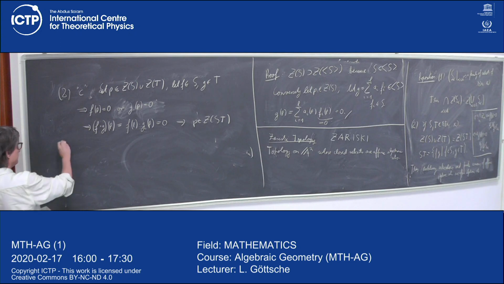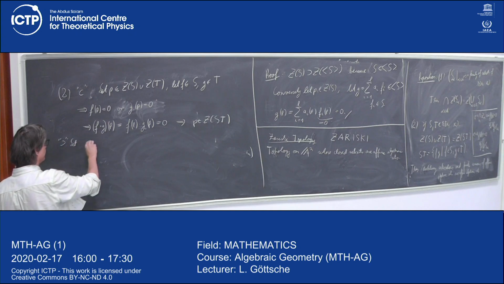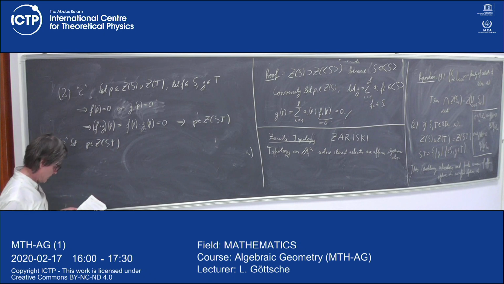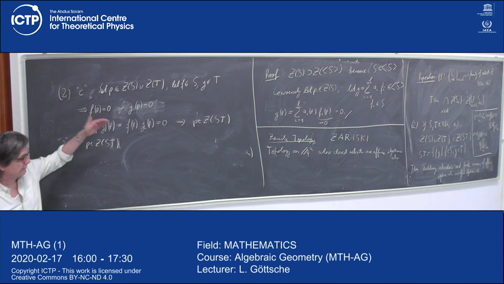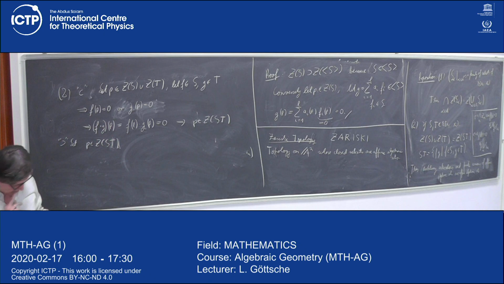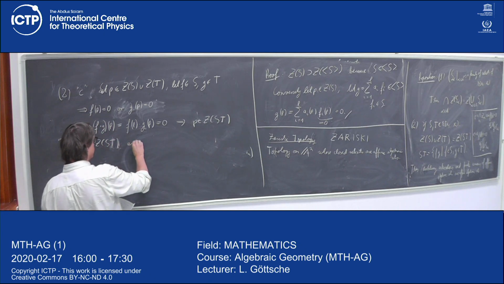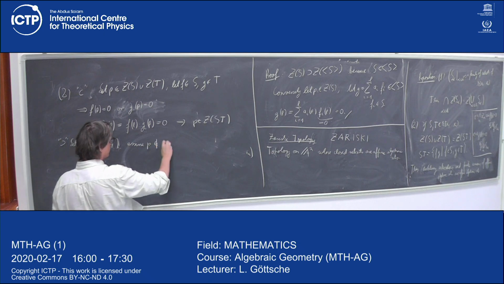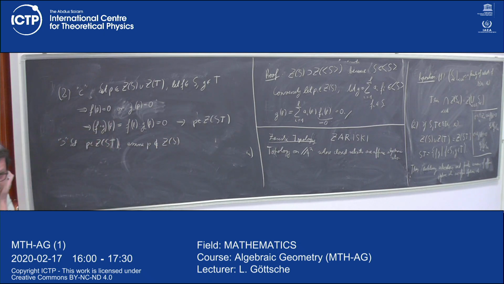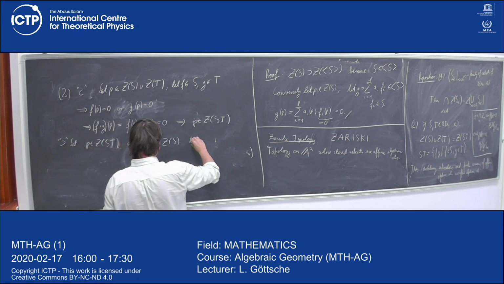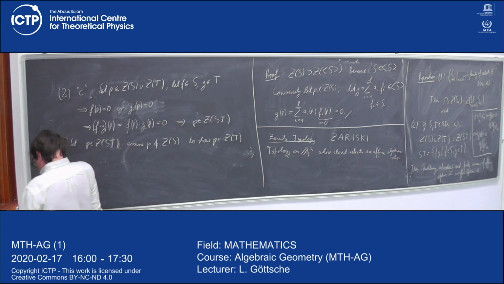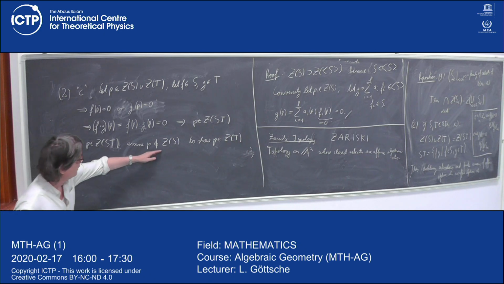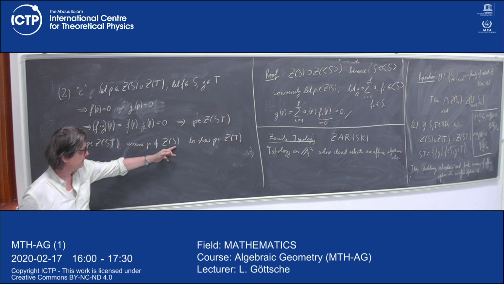And conversely, let P be in the zero set of ST. And we have then to show it's in the zero set of S or in the zero set of T. So let's assume it's not in the zero set of S. Then we have to show it's in the zero set of T. So if it's not in the zero set of S, we can therefore find an element F in S which doesn't vanish at P.